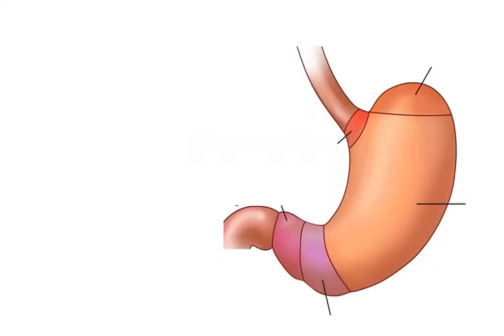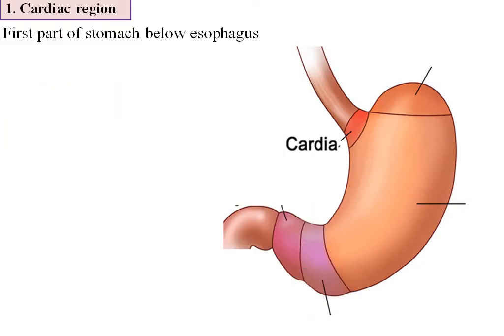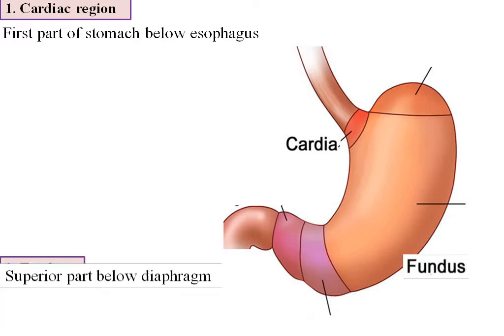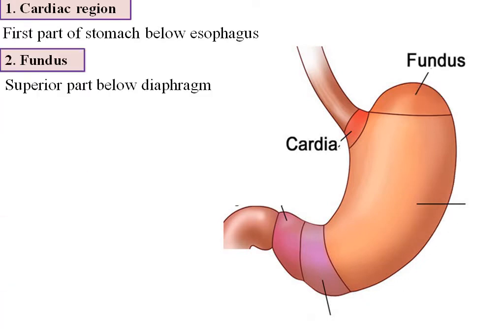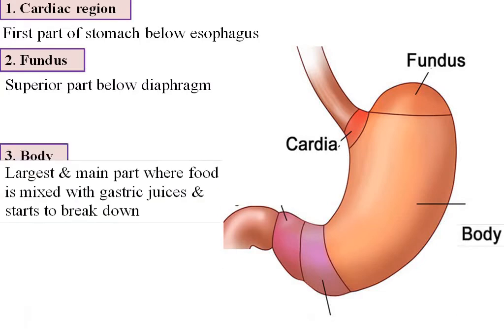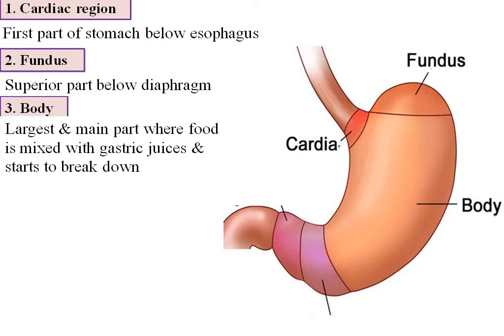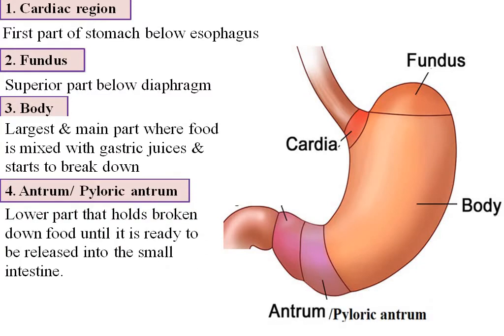Stomach is divided into 5 regions. The cardiac region. It is the first part of the stomach below esophagus. The fundus. It is the superior part below diaphragm. The body. It is the largest and main part of the stomach where food is mixed with gastric juices and starts to break down. The antrum, which is also called the pyloric antrum.